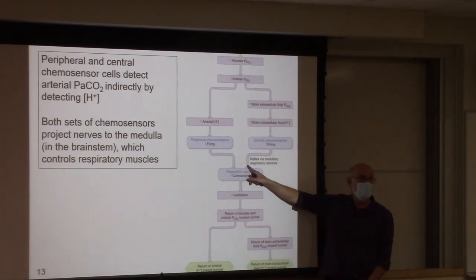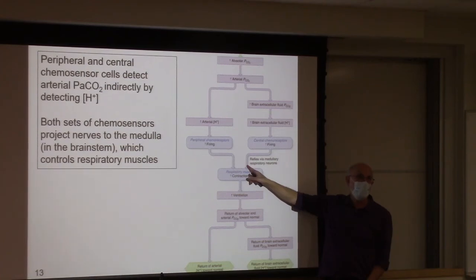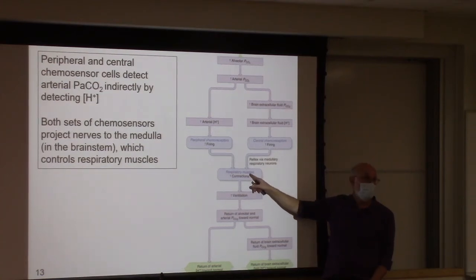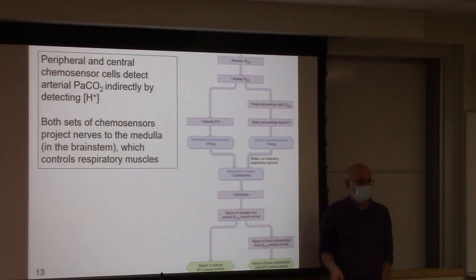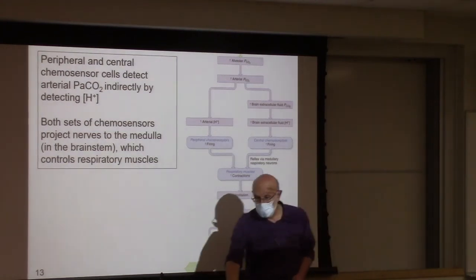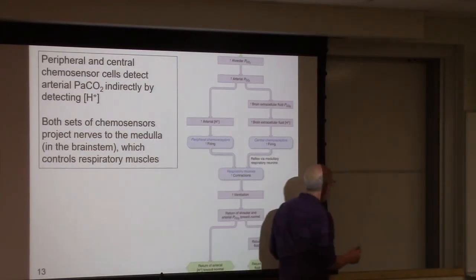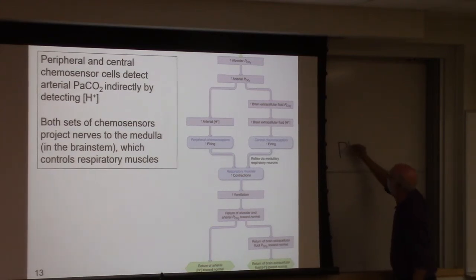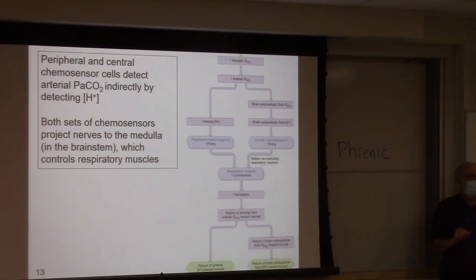This arrow, I want you to decorate the slide. This arrow is the phrenic nerve. That's the most important nerve from the medulla to the diaphragm that controls respiration. Yeah, phrenic. Let me make sure people are following. That's the phrenic nerve. Did you see that online?